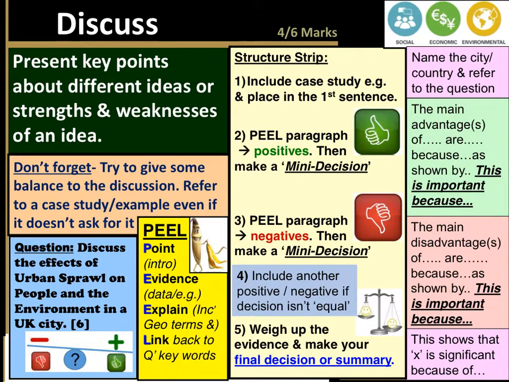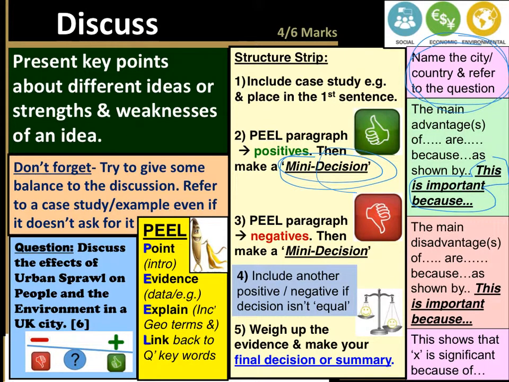In terms of how this looks, we're going to look on the right hand side. There's some ideas there. You're going to name the city, name the country or example, and then, as we've talked about before in the explain command word, the main advantages of something are: this is because, this is shown by, this means that, and then make a mini decision. Is it significant? Is it important? And that's this bit here in the bold and underlined.